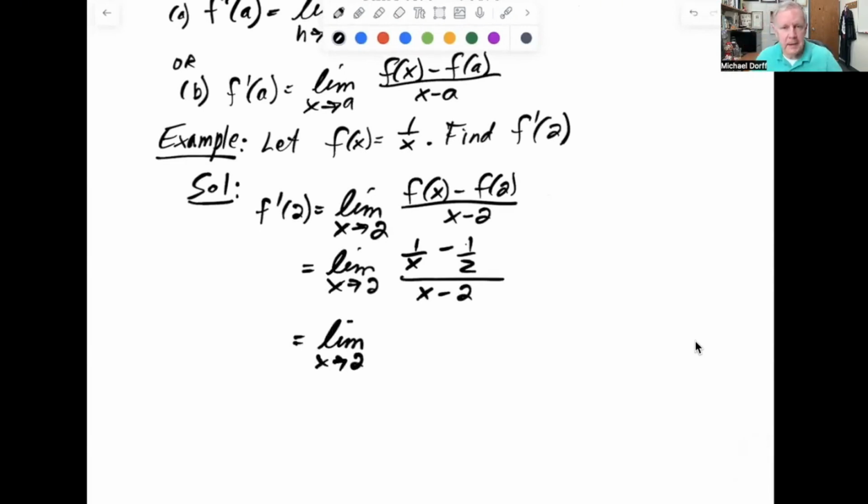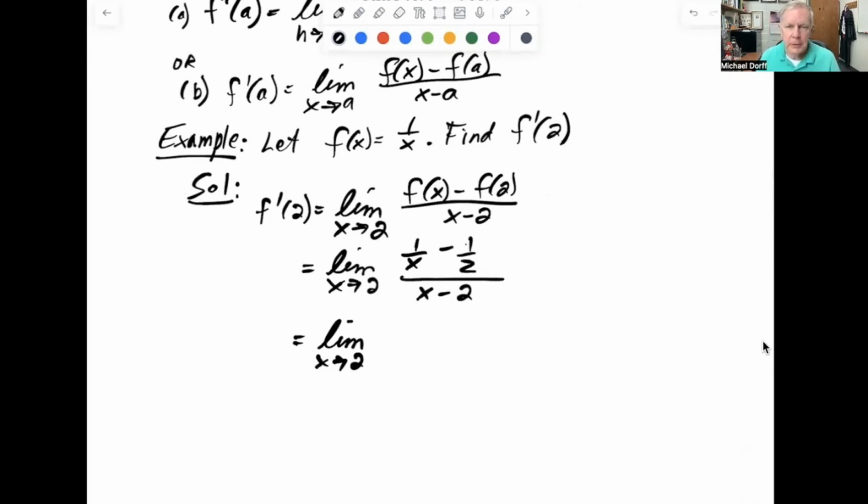Before I do that, the first thing I would do is direct substitution. When I put in x equals 2 here in the numerator, I get 1/2 minus 1/2, which is 0. In the denominator, I get 2 minus 2, which is 0. So I get 0 over 0, which is an indeterminate form. It means that we don't know what the answer is yet, and we have to do more work. So what more work do I need to do?